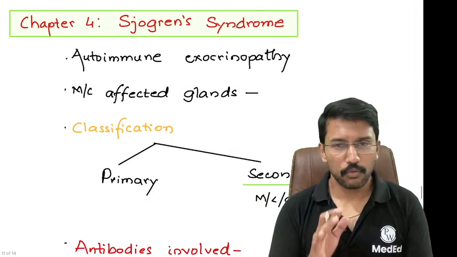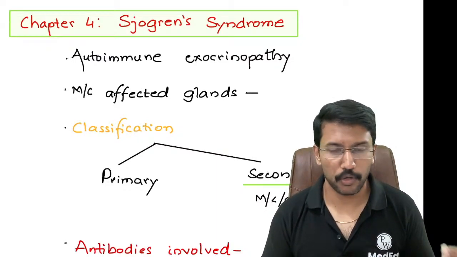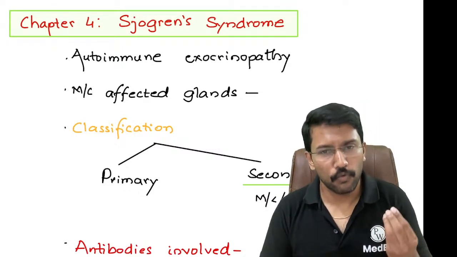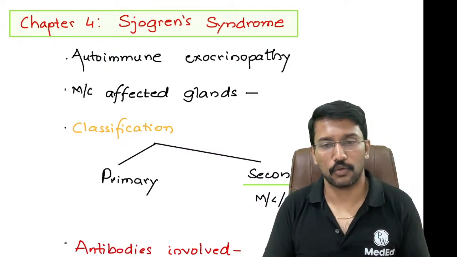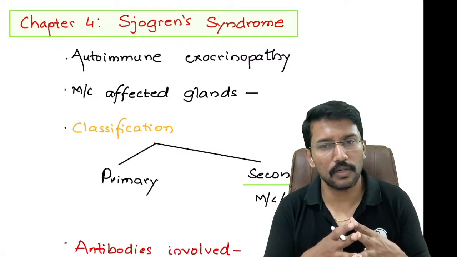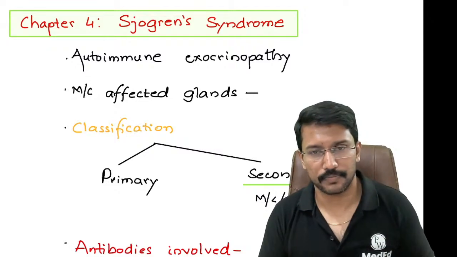Okay. To give you a summary of what Sjögren syndrome is, this is also an autoimmune disorder, which is why we are talking about it under rheumatology. And when we say autoimmune disorders, they are either targeting the joints or targeting some specific organ set. Similarly, Sjögren syndrome is a disorder where the autoimmune process targets the exocrine glands.